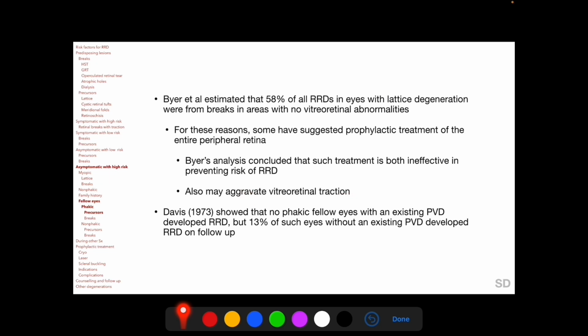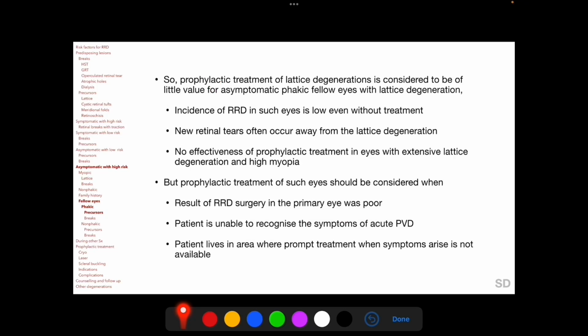And Davis showed that no phakic fellow eyes with an existing PVD developed RRD, but 13% of such eyes without an existing PVD developed RRD on follow-up. So prophylactic treatment of lattice degeneration is considered to be of little value for phakic fellow eyes with lattice degeneration because incidence of RRD in such eyes is low even without treatment.